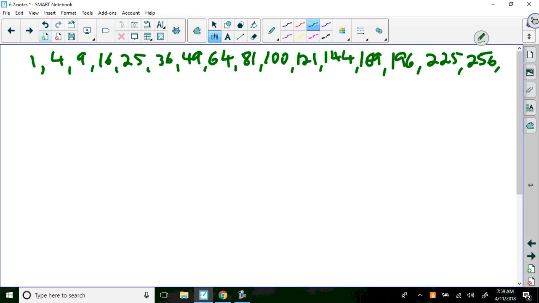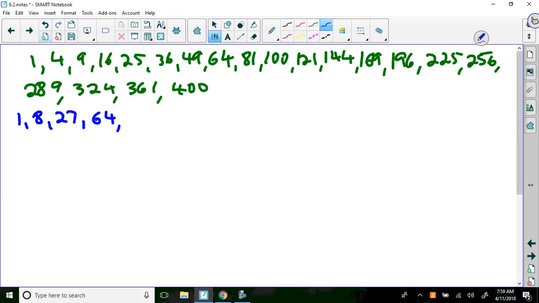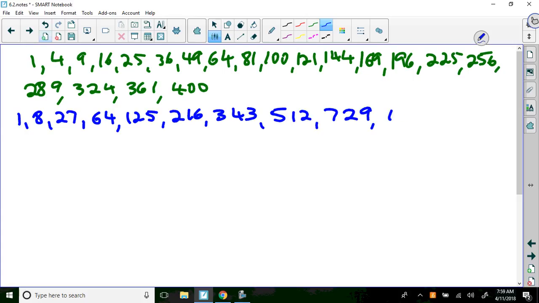And then what? Boy, we got awful quiet there. Good. 324 and 361 and 400. Good. So those are the first 20 perfect squares. It's handy to know those. It's also handy to know the first 10 perfect cubes: 1, 8, 27, 64, 125, 216, 343, 512, 729, and 1,000.